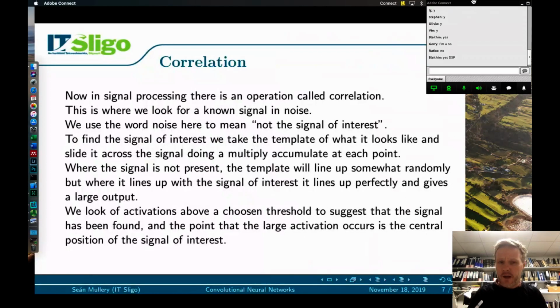Now, there's another thing from DSP called correlation. So in signal processing, there's an operation called correlation. And this is where we look for a known signal in noise.